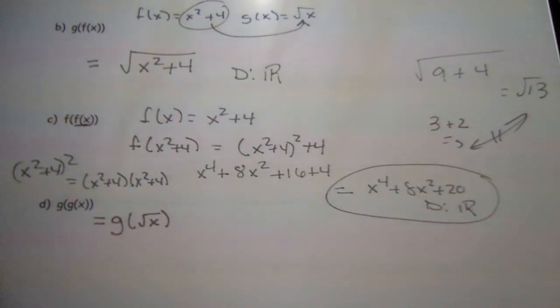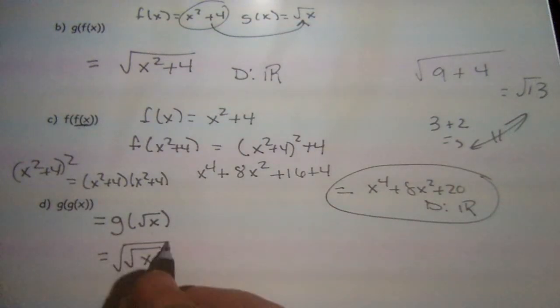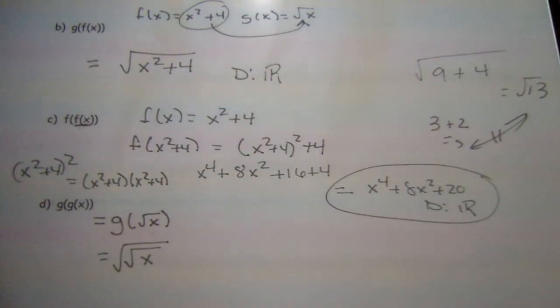And then for D, g of g of x, that means I take the square root of x and plug it into the square root of x. So that's the square root of x square rooted. Wouldn't they just cancel out then? No, they're not opposites. Oh, okay. So let's talk about this.